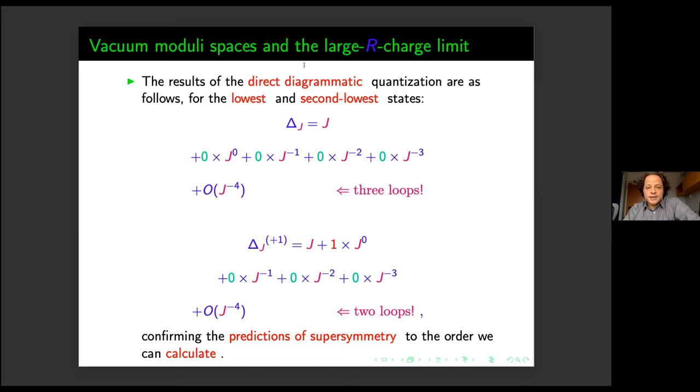So the result of the direct diagrammatic quantization are as follows. For the lowest state, you can compute up to and including two loops, and you find that the dimension is just J plus zero plus zero plus zero plus zero. And then for the second lowest, you can compute up to and including one loop, and you find the dimension is J plus one plus zero plus zero plus zero. So again, exactly confirming the predictions of supersymmetry to the order we can calculate, but computing directly in this EFT in terms of diagrams.